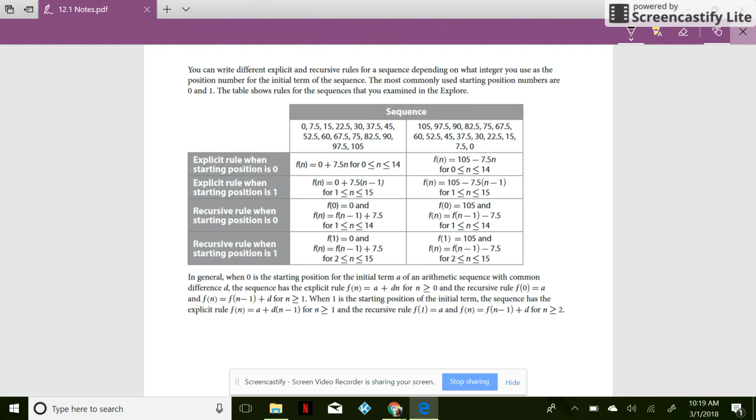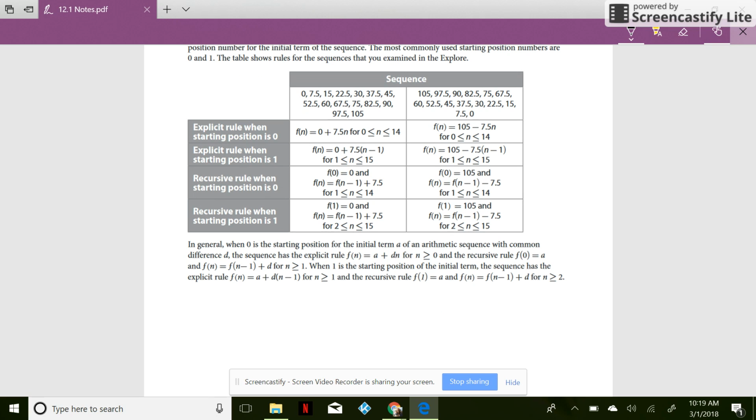If it starts at position 1, so we'd say f of 1 is equal to 0, and f of n is equal to f of n minus 1 plus 7.5, this time for n between 2 and 15. So similarly, here with TS, we'll have f of n is equal to 105 minus 7.5n. And then with the recursive, we have f of 0 equals 105, that's our starting position, and f of n equal to f of n minus 1 minus 7.5.